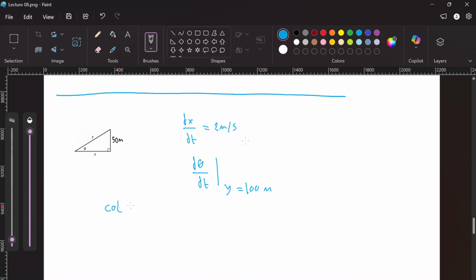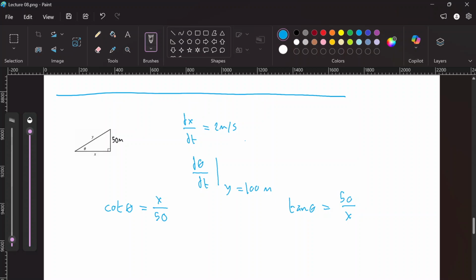Cotangent theta. If you use cotangent theta, it's very easy. Cotangent theta equals x over 50. You can also use tangent if you want, but tangent is harder. I will show you why: 50 over x. Which one is easier to differentiate, x over 50 or 50 over x? They are both easy, but x over 50 is easier, right?